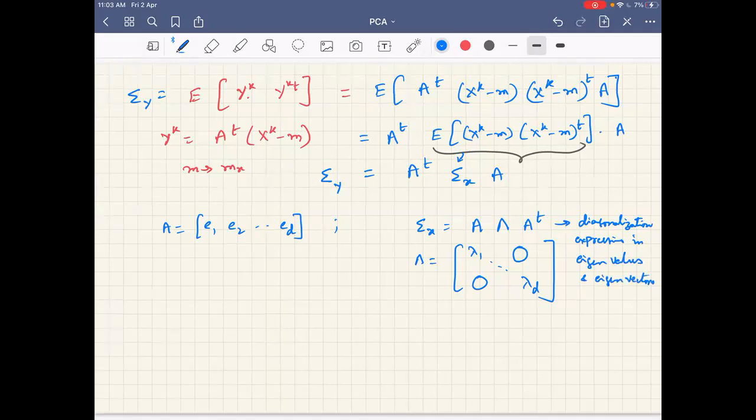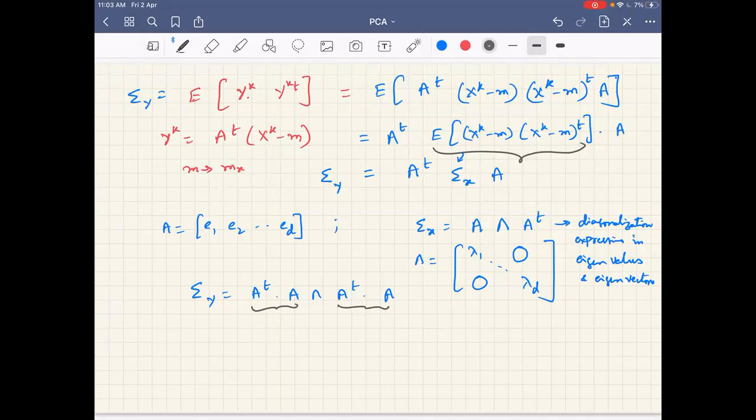Okay, a given matrix. Now, making use of this, we have sigma y equal to A transpose sigma x A, where sigma x is equal to A lambda times A transpose A. So what is this A transpose A?